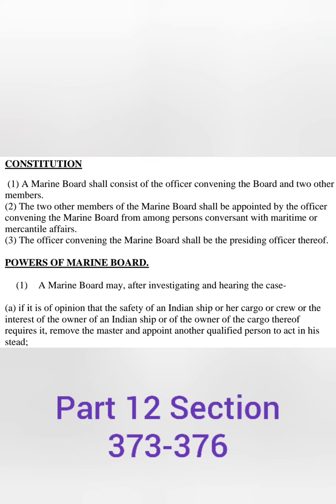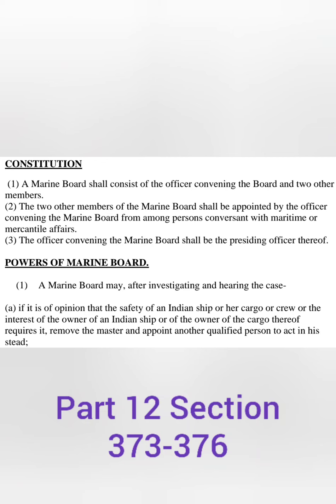Constitution of a Marine Board. A Marine Board shall consist of the officer convening the board and two other members. The two other members of the Marine Board shall be appointed by the officer convening the Marine Board from amongst the persons conversant with maritime or mercantile affairs. The officer convening the Marine Board shall be the presiding officer thereof.